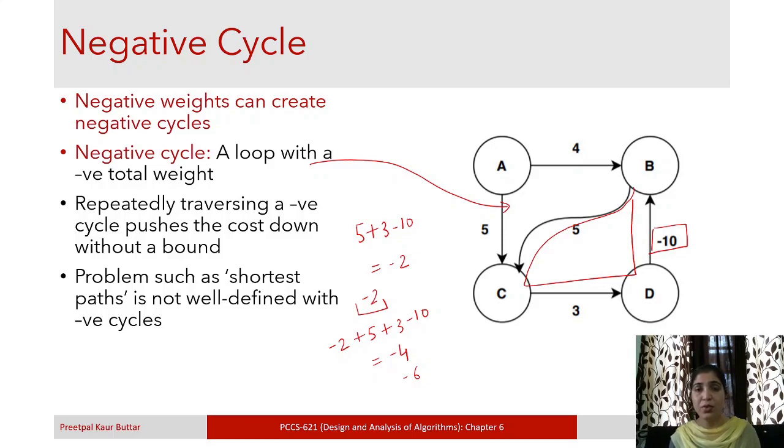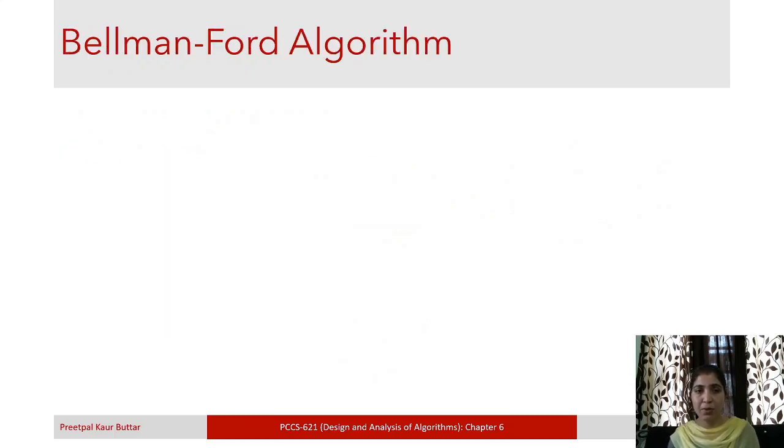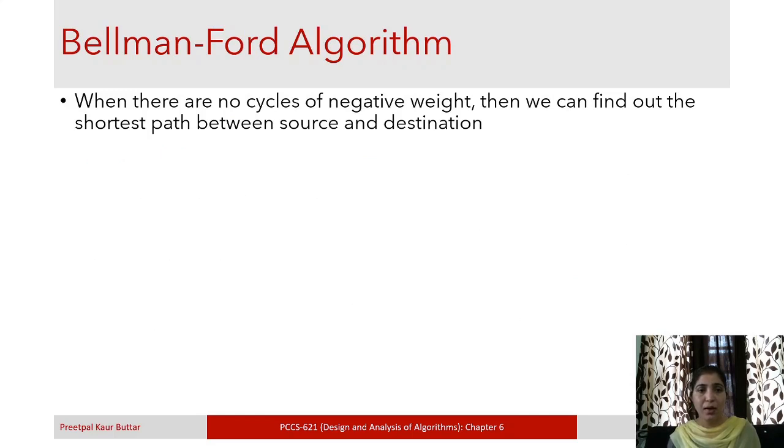The solution is to use the Bellman-Ford algorithm, which is not a greedy approach, which is based on the dynamic programming approach. Okay, so when there are no cycles of negative weight, then it gives you the shortest paths between the source and destination. Here it is written that there is only one destination, but this algorithm actually gives you the shortest paths between the source and all other vertices.